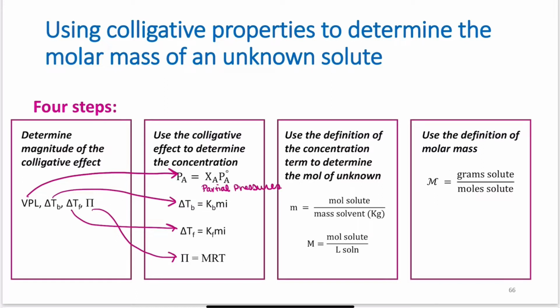Change in freezing point and change in boiling point are very similar in their calculations. They both use a K factor. This is a constant specific to that material. So you should know the KB and KF values for water. Outside of that, I will give you those values. Lowercase m is molality. Remember, when we're dealing with a system that's temperature dependent, we're going to use molality instead, because we don't want the temperature to affect our answer.